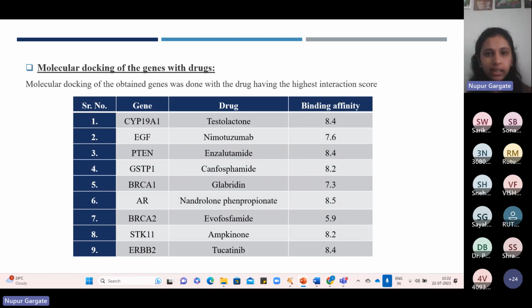So molecular docking, as I said, was done in two parts. First, docking was done of the genes with the drugs. When the gene was taken as macromolecule and drug was taken as ligand, these were the values of binding affinity which were obtained. For CYP1 with testosterone, binding affinity was 8.4. For EGF with nimotuzumab, it was 7.6, and so on.